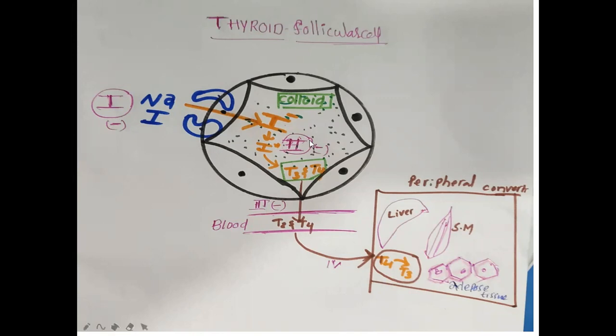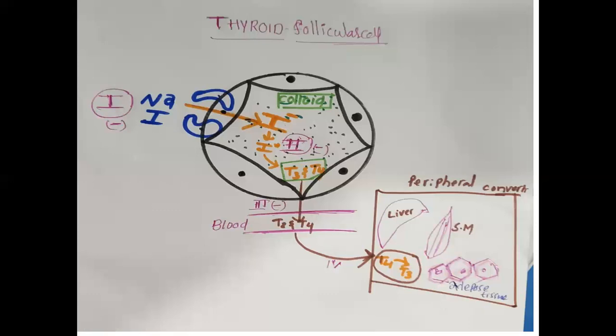After synthesizing the T3 and T4, they will enter into the blood. They bind to thyroglobulin, these are proteins. Then in the bound form, they go to the different tissues.